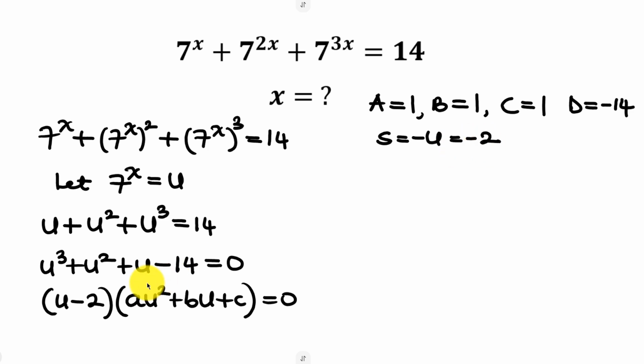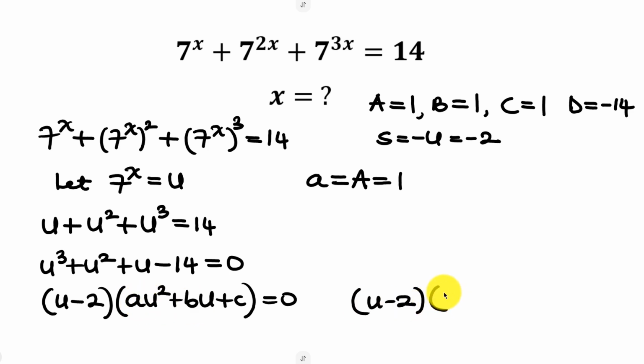Now how do we get small letter a, small letter b, and small letter c? We're going to be applying formulas. So to get small letter a is the same as capital letter A, and this is equal to 1. Very good. So if I'm to write this again, I'm going to be writing u minus 2 times. Now I've got small letter a to be 1, so that will be invisible.